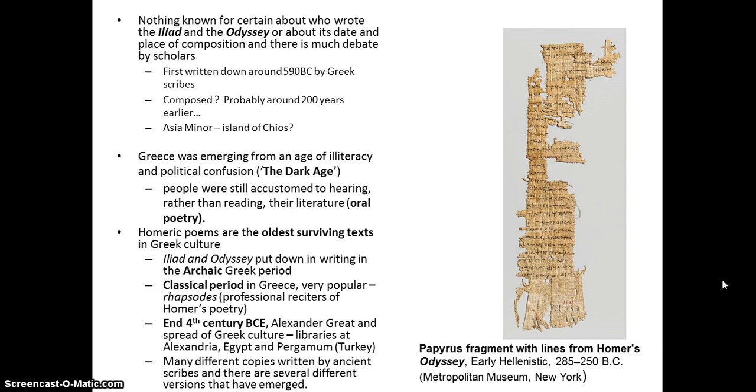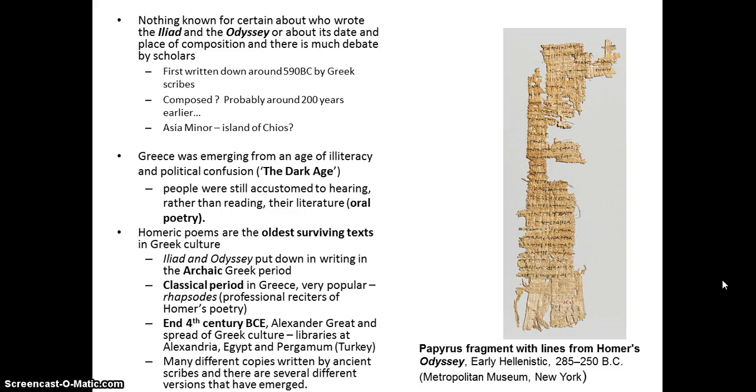The classical period in Greece, in the 500s BC, saw a great rise in popularity of these Homeric poems. And there were in fact competitions in which professional reciters of Homer's poetry, called rhapsodes, would compete for prizes and earn lots of money and gold in competitions such as the Great Panathenaea Festival in Athens, and even at places like the ancient Olympic Games.